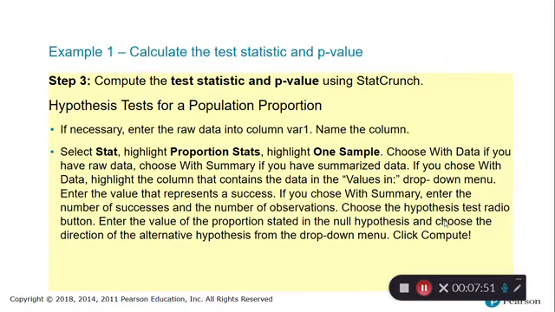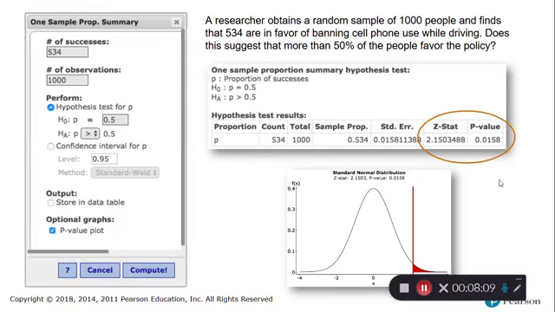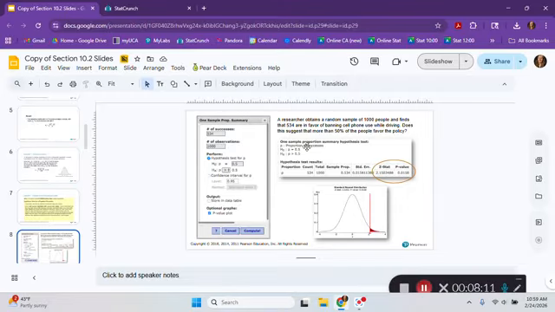Then I'm going to walk you through the rest of that. We do have to choose the hypothesis test radio button; before we did confidence intervals. So we're going to the same place that we went for that. But now we're going to choose hypothesis testing and then enter in what our null and alternative hypotheses were. Okay, let's go do this one together.